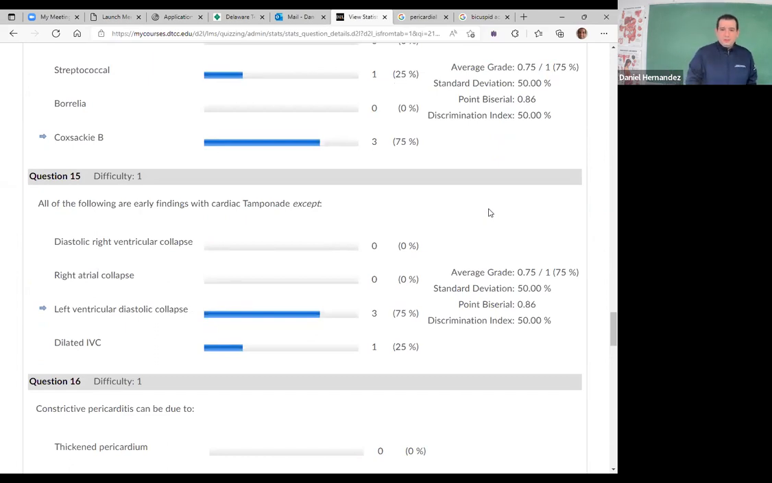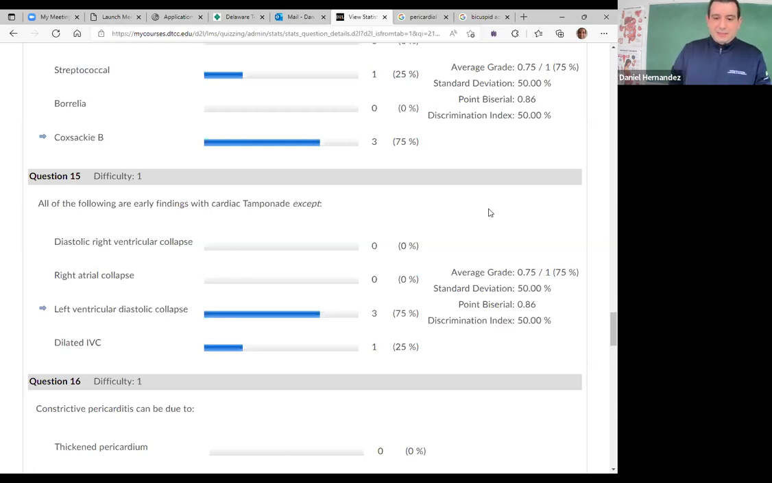All the following are early findings of cardiac tamponade, except. So if we see left ventricular diastolic collapse, this is what's considered more of a late finding. At this point, the right side of the heart is for sure hemodynamically compromised. So again, one of the first things we're going to start seeing is our right atrial collapse. Then we'll see right ventricular collapse. And if it proceeds to left ventricular diastolic collapse, this heart has been very severely hemodynamically compromised at this point.